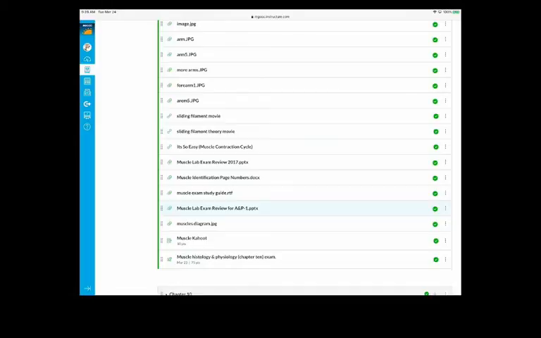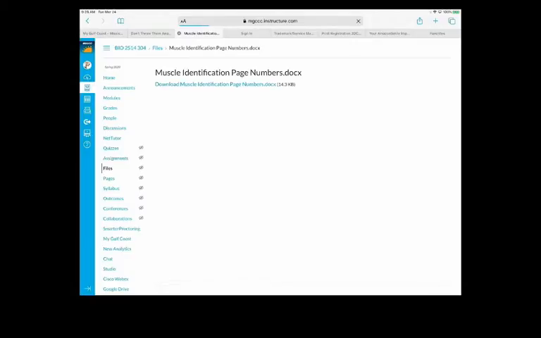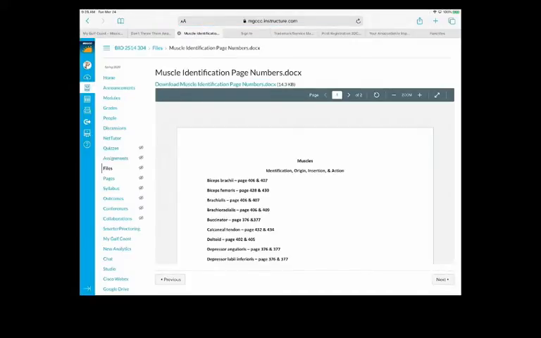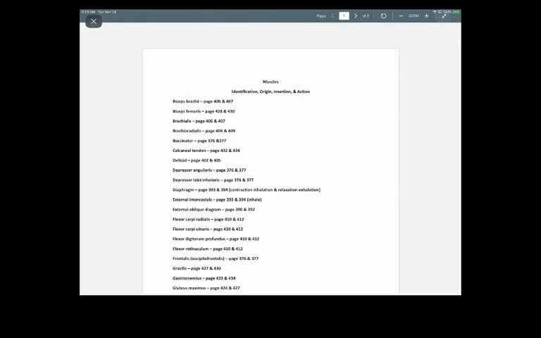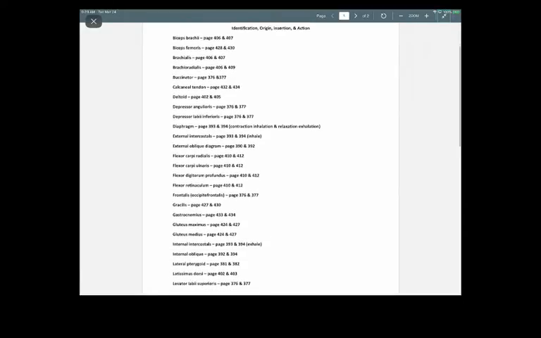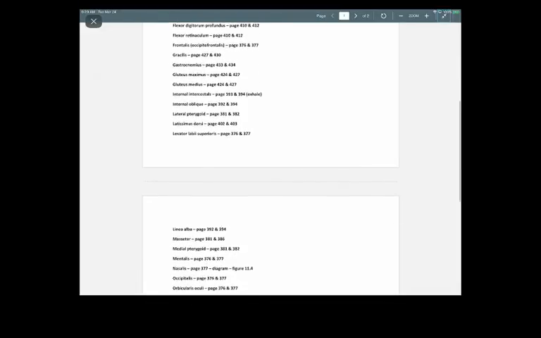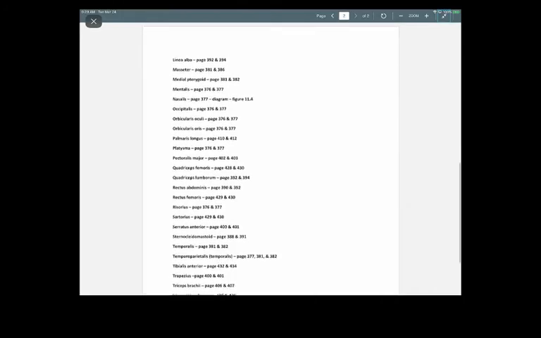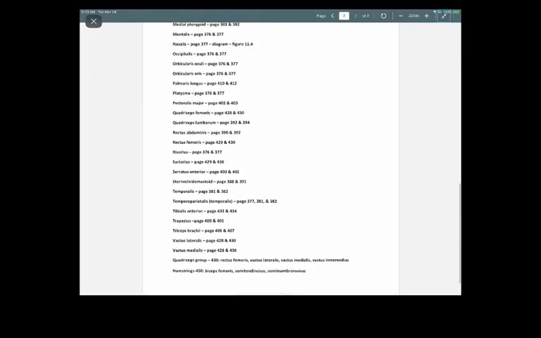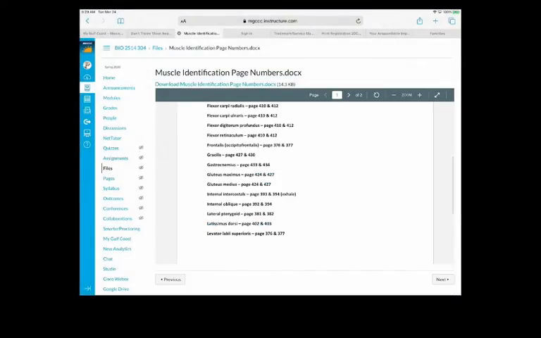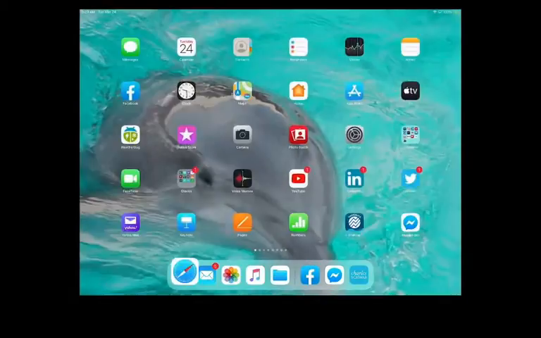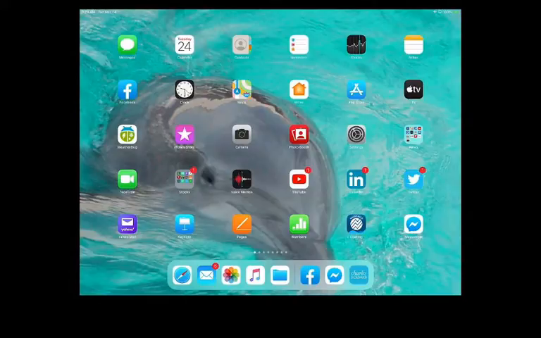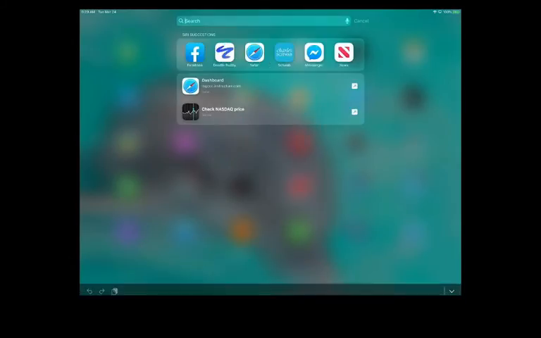There are a couple of good documents. This one that says muscle identification page numbers is going to get you in the ballpark with all of the major muscles of the human body and the muscles that you will be responsible for knowing. Notice that on each of the muscles there are 2 page numbers. That is because, as I mentioned throughout the semester, there's 5 things you need to know about each muscle.